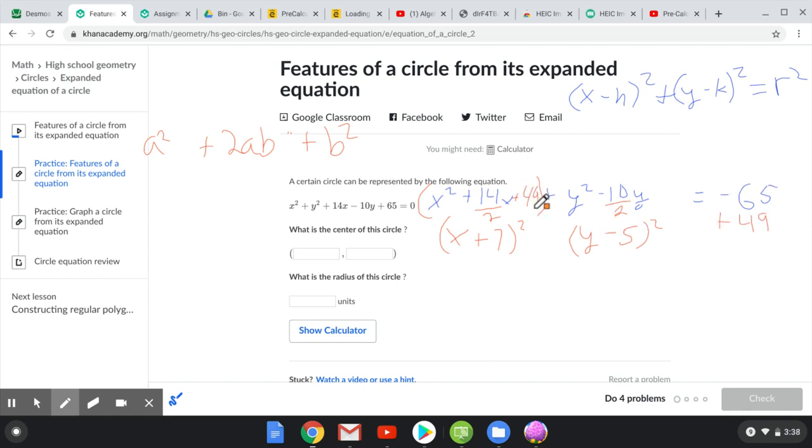If I add 49 over here, I have to add 49 over here, which is a little different, I think, than what we did when we were doing it with parabolas, because we kept it on the same side of the equation when we did it with parabolas. But with circles, it makes way more sense to put it on the opposite side of the equation. So we're going to add on both sides of the equation instead of adding and subtracting on the same side. Hopefully that makes sense.